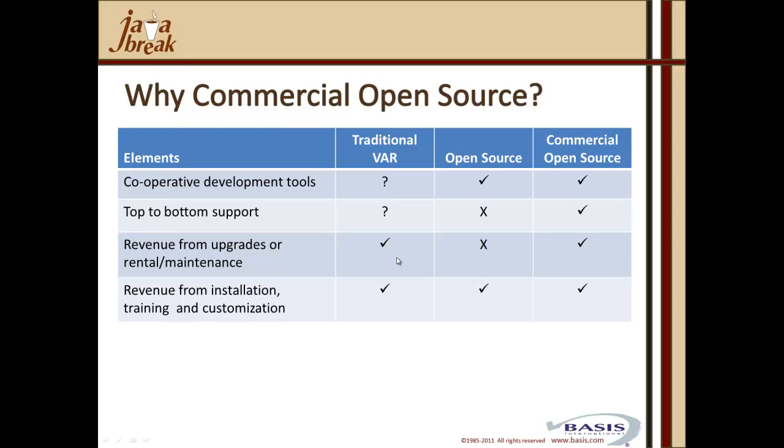Revenue from upgrades or rentals and maintenance. Traditional VAR channel, naturally enough, as a component of the product sale. Future upgrades and access to software asset management is a component of that. Open source, naturally not. Everything by its very nature is open source and doesn't have a cost to it. One relies on service revenue, training, and perhaps documentation. In the commercial open source world, again, revenue from upgrades or rental maintenance is readily available. One has the partnership discount through the channel, as well as the opportunity to increase those margins through contributions to the project. Revenue from installation, training, and customization across the board, very much the same.